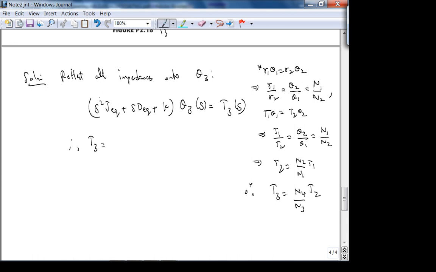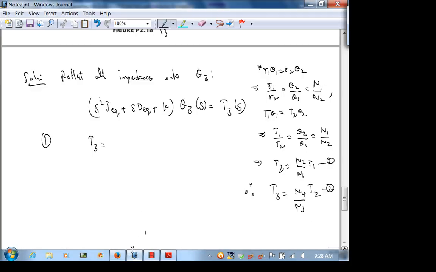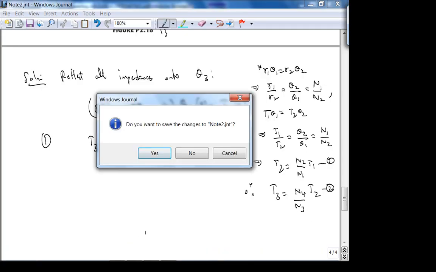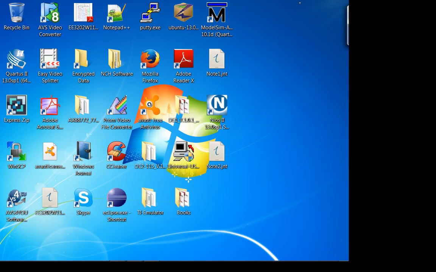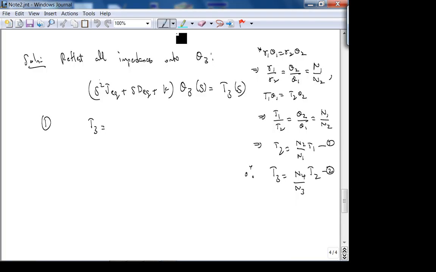Therefore, let's call this 1 and 2. So I did this on the side. You could say this is my rough work. And there it goes. It just crashed. I don't like it. All right, so let me restart my journal editor. Hopefully it's not completely hosed. Okay, it's not. Therefore, 1 and 2 imply T3 is N4 over N3, N2 over N1, T1, yes?